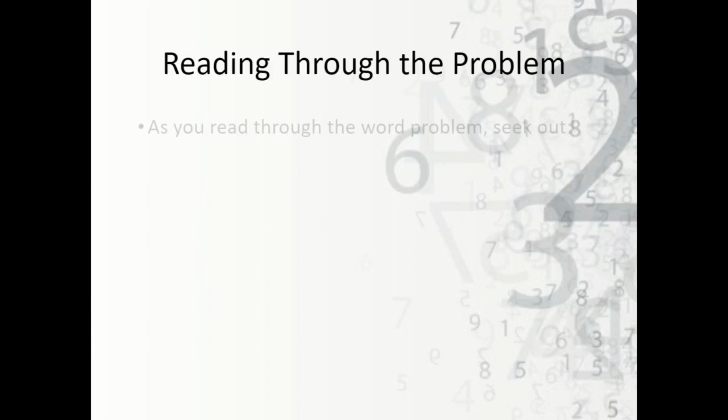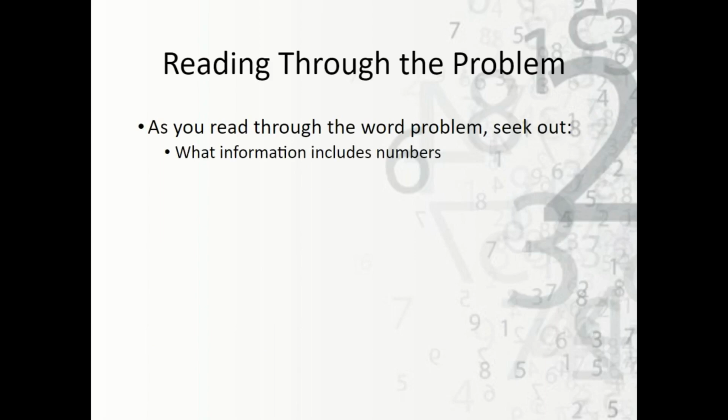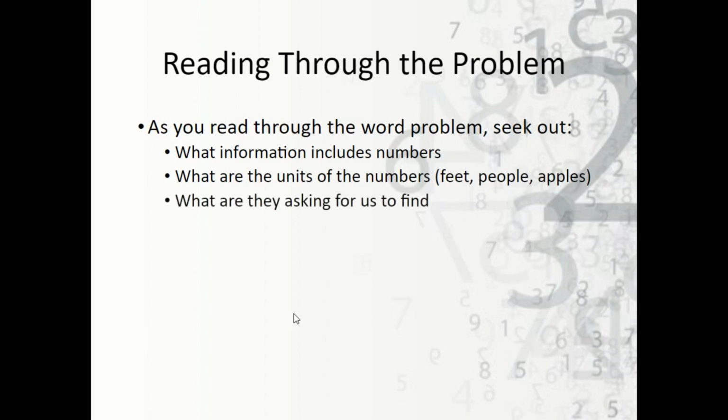Okay, reading through the problem. As you read through the problem, there's a few things you need to look for in any word problem. The first thing is, where are the numbers at? So that's what we need to know. All the rest of it, for the most part, is just fluff. So what are the numbers? What are the units? So are we looking at people? Are we looking at feet? Are we looking at apples? Are we looking at yards or miles or whatever? What is the units that we're looking at? Next thing, what are they looking for us to find? Okay, so what is the unknown that they're trying to get us to get to?